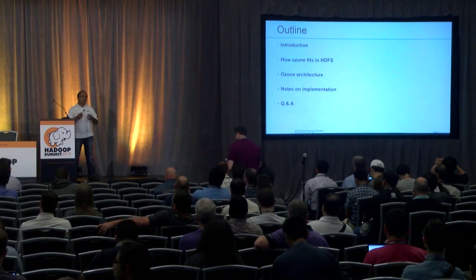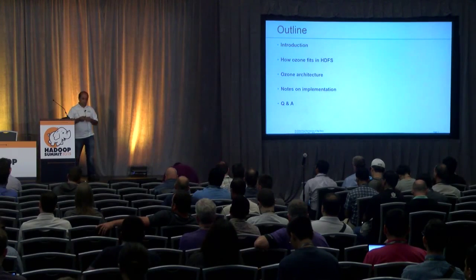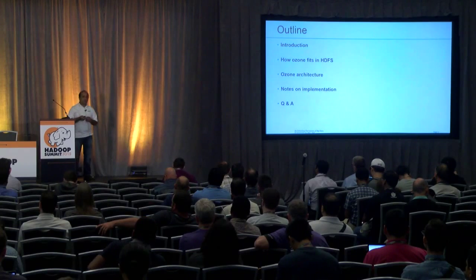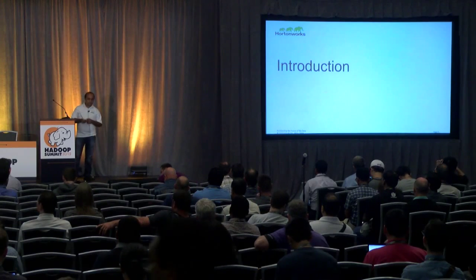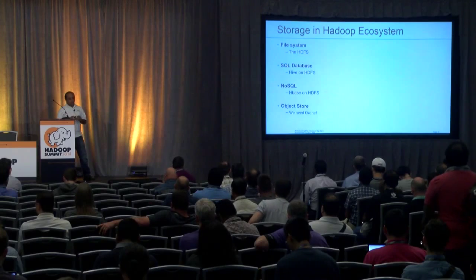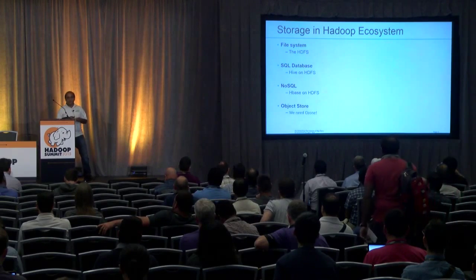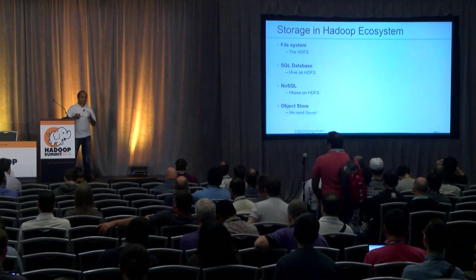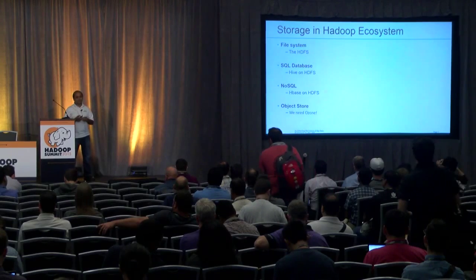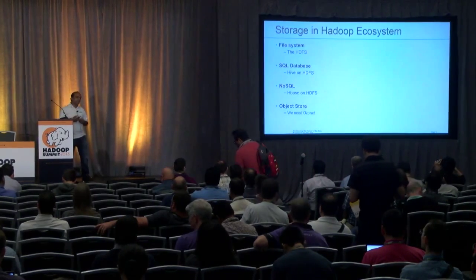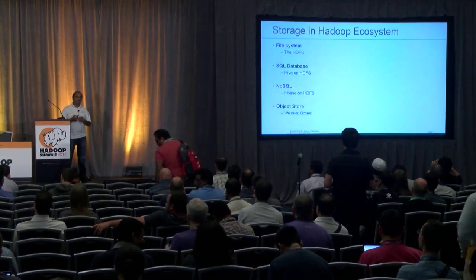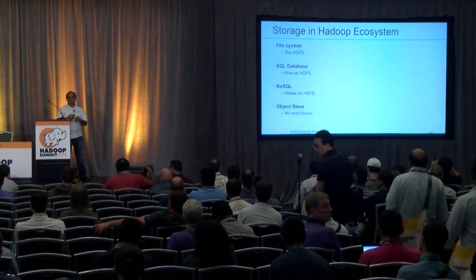So if you look at the storage in Hadoop ecosystem, the file system is HDFS. It's used in many different use cases. We have a SQL database, Hive. We have a NoSQL database, HBase as well. But we are missing an object store. And there are many use cases where an object store is really a requirement.